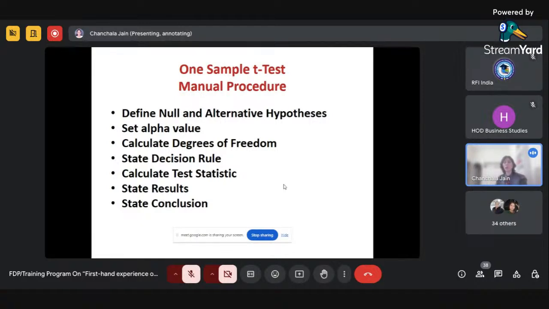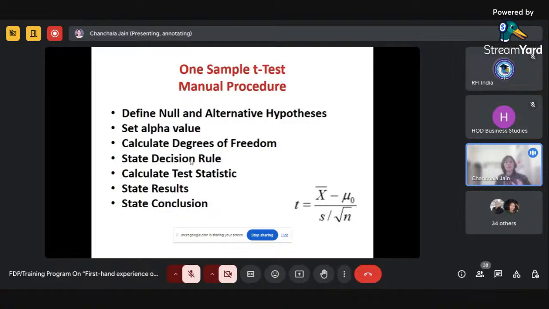And then you need to calculate the value of t using the formula, which is generally x bar minus mu 0 divided by s divided by root n. This formula we use when we calculate the t manually. And then we need to state the results. The results will depend upon the value you get from this formula, and then you compare it with the decision rule you set prior, and then you conclude your results. So this is the manual process of applying the one sample t-test.